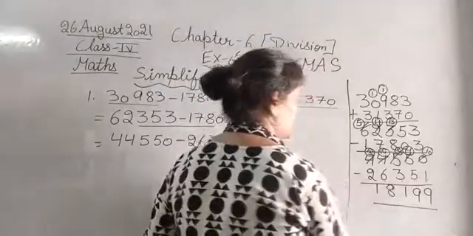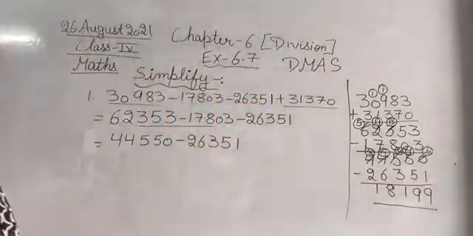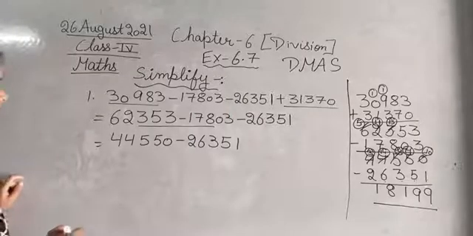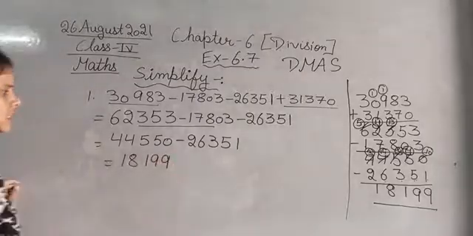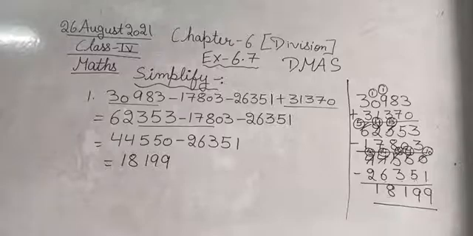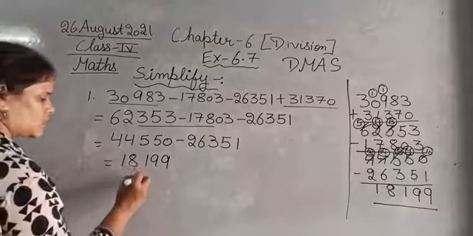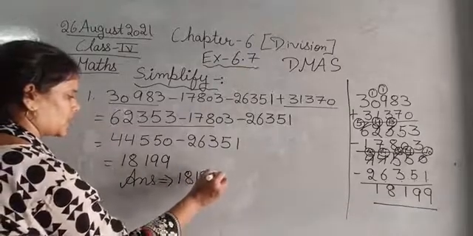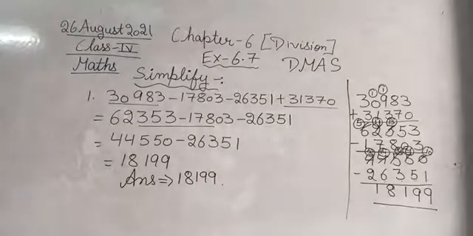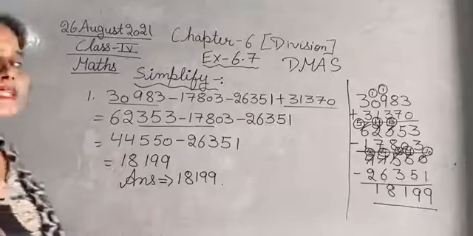So the answer is 18,000. After subtraction we got 18,199. So this is the answer. So that we will write down separately as well. So answer is equal to 18,199. Okay, beta, in the rough, as I have shown there, similarly you have to show it in the rough as well. So while showing in the rough, you have to show the complete calculation.